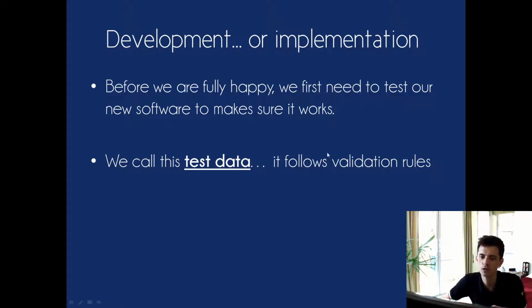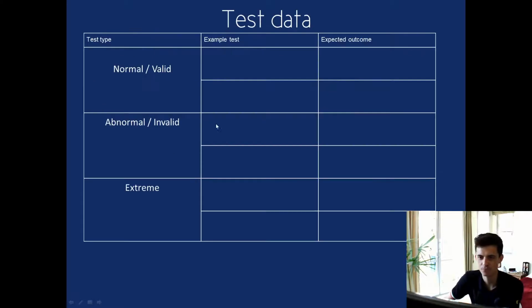So the first part we're going to go through is test data, and basically this follows validation rules. It's kind of like when you use a database and you make sure that you don't put in the wrong number. Well, this is what happens afterwards to make sure that we've tested it, to make sure that it only accepts the right answer. So this is what a test plan might look like.